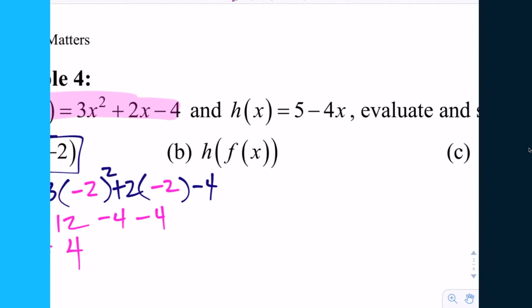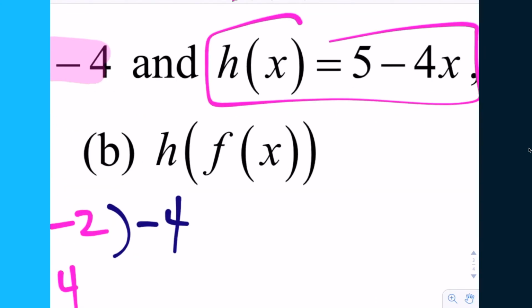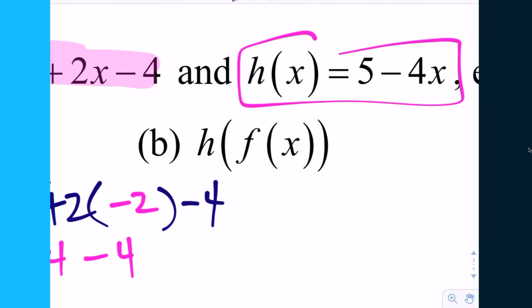All right, h of f of x. We have h of x equaling this. That's how we read that. That's h of f of x. That's not multiplication. What this means is we are plugging in the f of x function for x into the h function. So here's the h function.